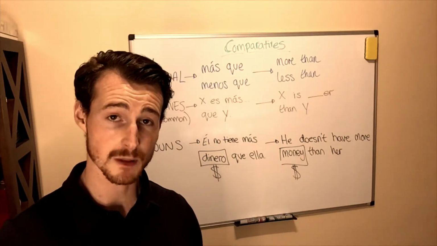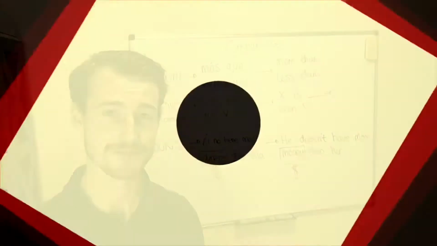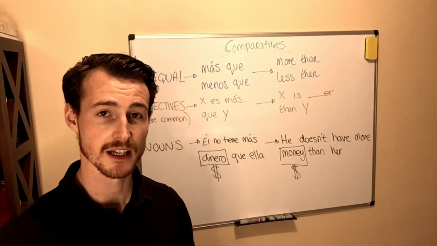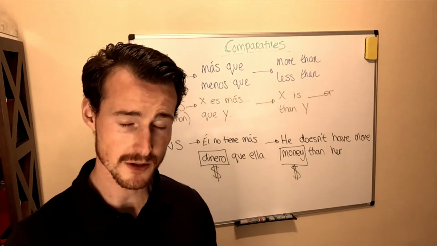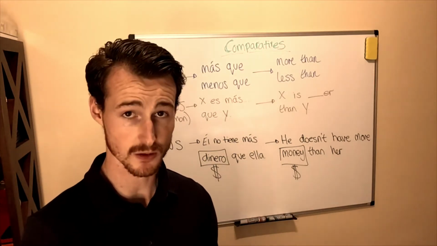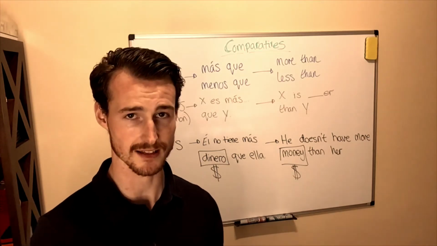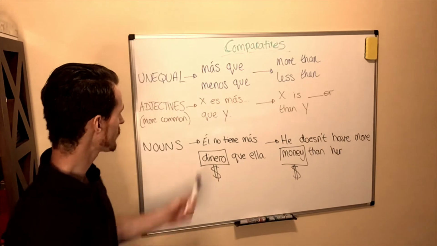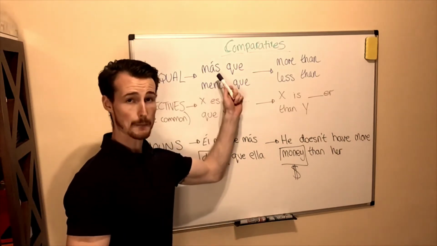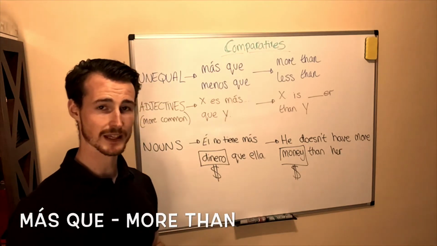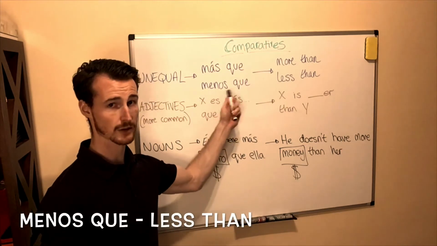In today's video we're going to be looking at comparatives in Spanish. Okay, so let's get into the video. When do we use comparatives? Well, we use comparatives when something is unequal. Okay? Now, how would we say in Spanish more than or less than? Let's have a look. If we want to say something is more than, we would use más que, okay? And if we want to say something is less than something, easy, menos que.